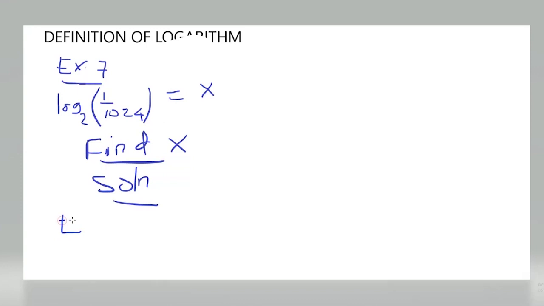We know our formula says exponent is equal to logarithm of a number to base. Now what is our exponent from this expression? We need to express this number as an exponent. As I told you, we can obtain the exponent of a number from the number given. Now the number is 1 over 1024.